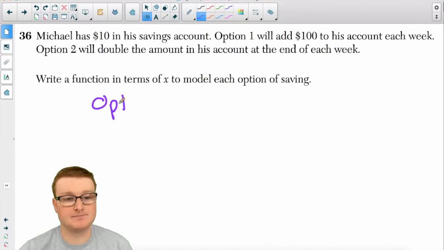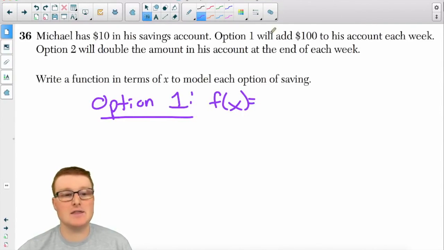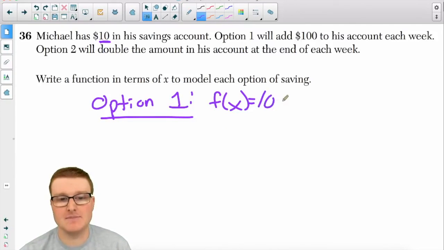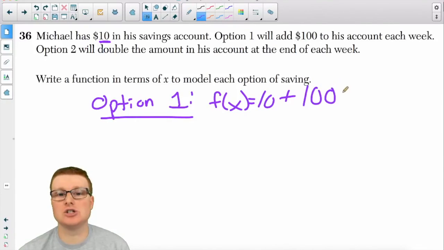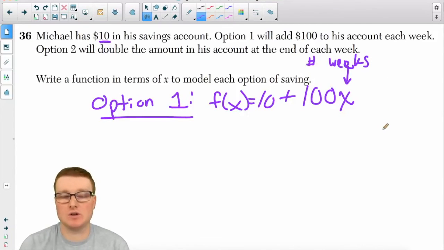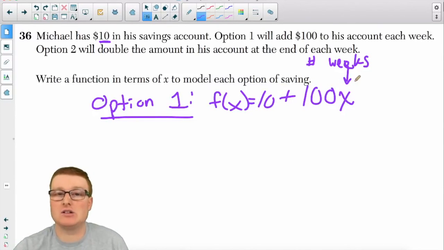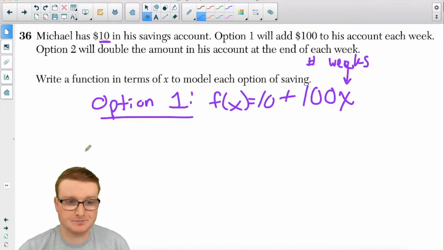Okay, so option 1, all right, option 1 says, and I'm going to call this f of x. It says that he currently has $10 in his savings account right now, and option 1 says that he will add $100 each week. Ladies and gentlemen, the x in this case represents the number of weeks, okay? It could be 1 week, 2 weeks, 3 weeks, so on and so forth. So it's the $10 plus the $100 times the amount of weeks that he has.